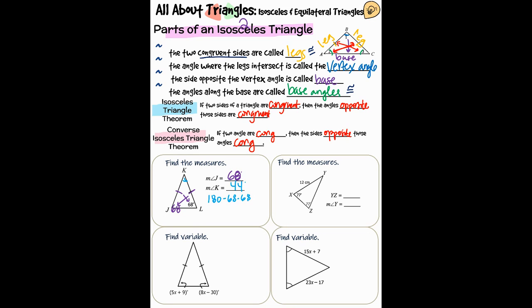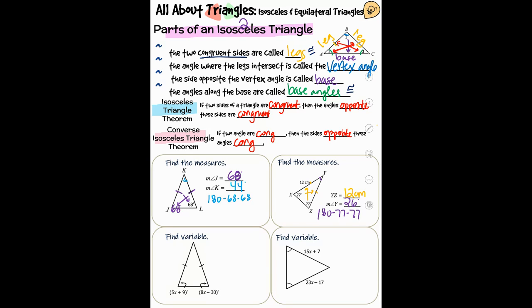So the same is true here. So this is if the two angles are congruent, then the sides opposite of them are congruent. So that means that these two legs are congruent. So YZ equals 12 centimeters. Again, for our vertex angle, we're going to take 180 minus 77 minus 77, and that gives us 26 degrees, the measure of angle Y.